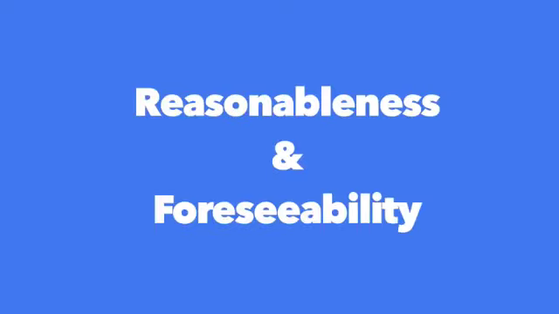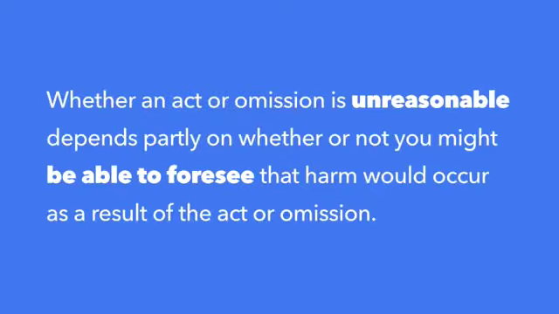Before we delve into negligence law in the episodes that follow, there are two key concepts that are important to highlight at this point: reasonableness and foreseeability. You may have already noticed that these two concepts come up again and again in the various elements of the prima facie case and affirmative defenses. You may also have noticed that unreasonableness and foreseeability are related to each other. Whether an act or omission is unreasonable, and thus amounts to a breach of the duty to be careful, for example, depends partly on whether or not you might be able to foresee that harm would occur as a result of the act or omission.